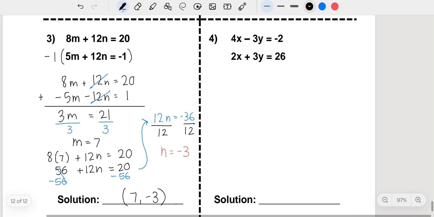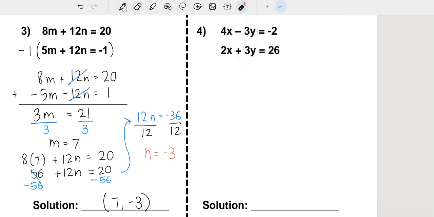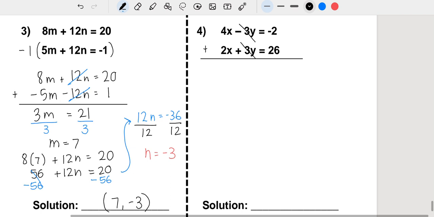All right, last but not least. What variable would we be canceling out right now? You should say the y's because there's a negative 3y and a positive 3y. So automatically, these can go right into the elimination process because those will cancel out. 4 plus 2 is 6x. Negative 2 plus 26 will be a positive 24.